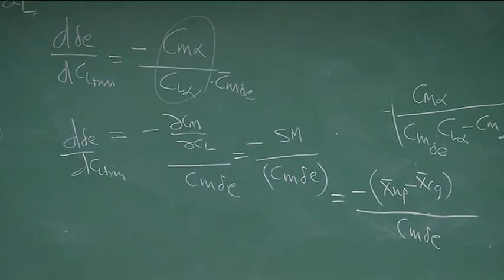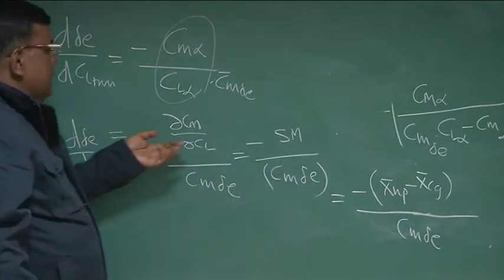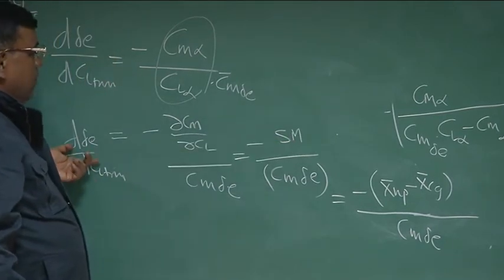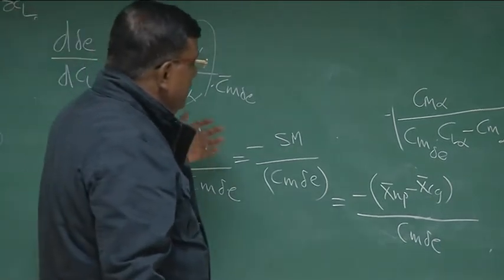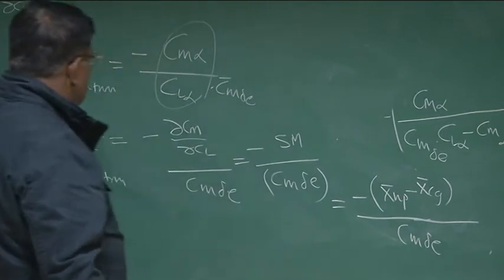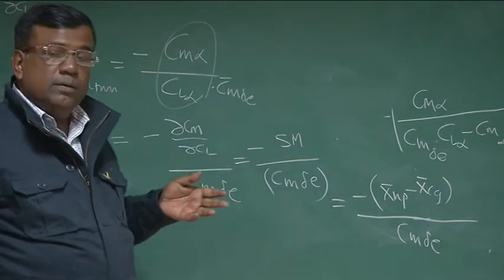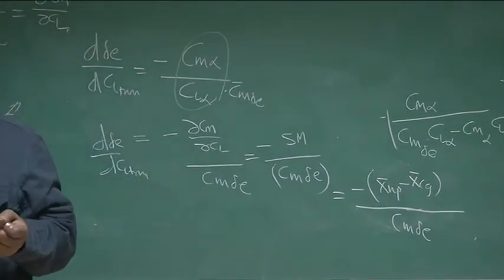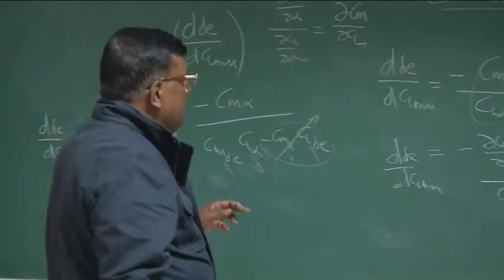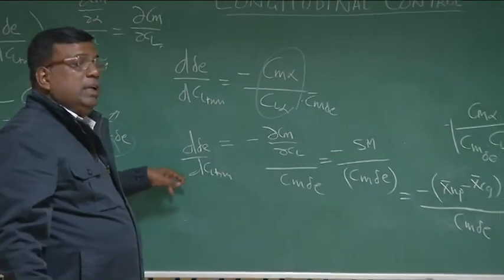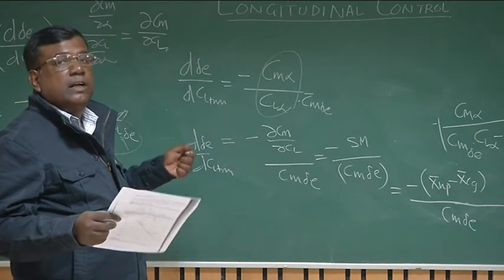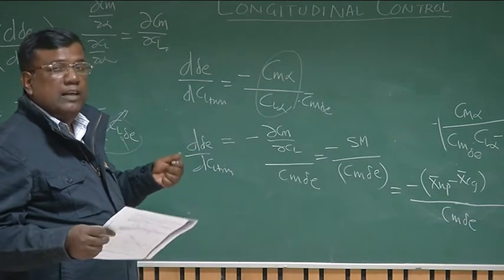Now you could see that if static margin is high, then what will d delta E by dCl trim be? If xnp and xcg are the same, then d delta E by dCl trim will become 0. It's a neutral stability point. But if this stability margin is larger and larger, then d delta E by dCl trim will also increase. That means you need larger delta E to change the same CL trim from one point to another point. This gradient will be too high.